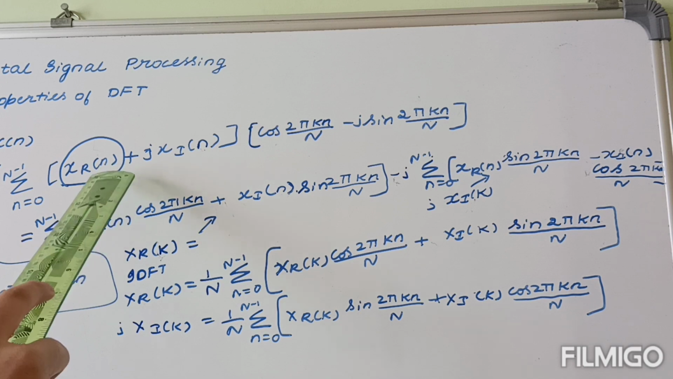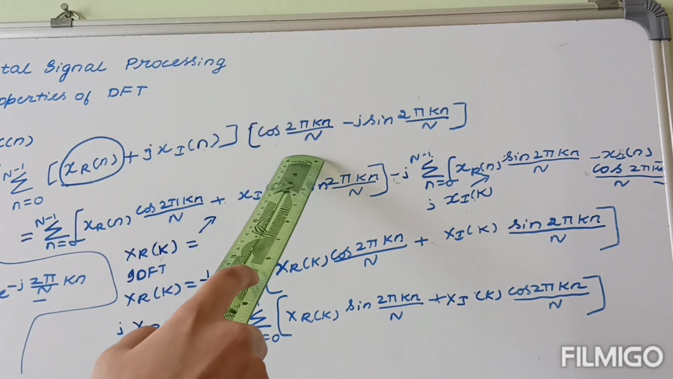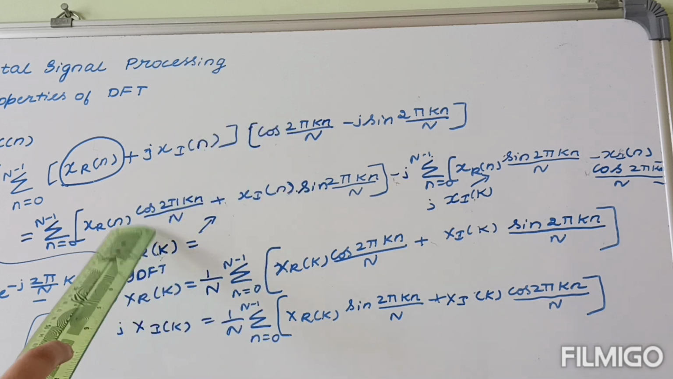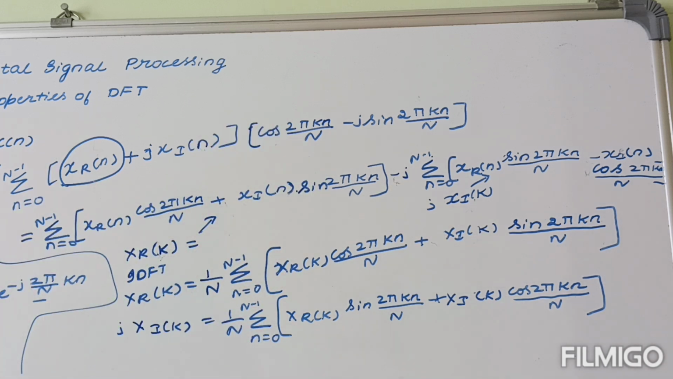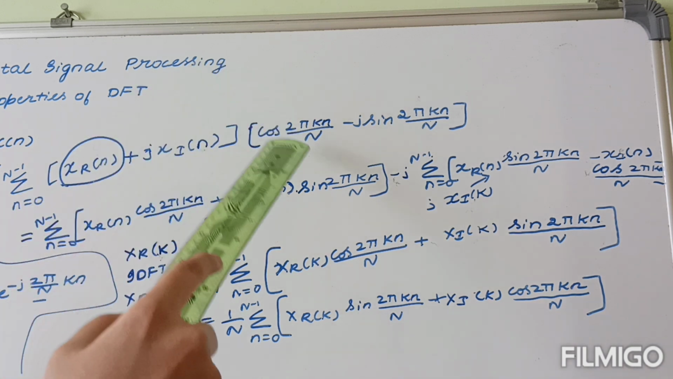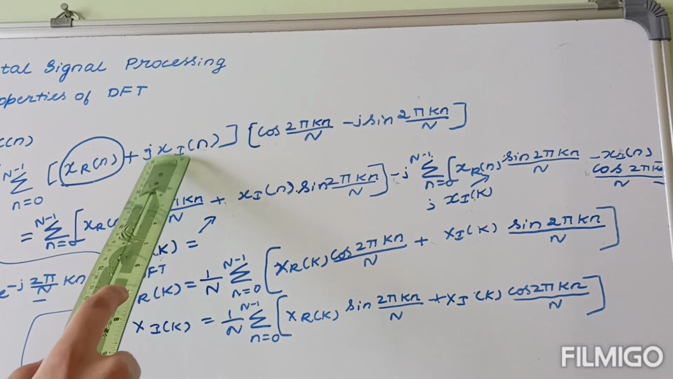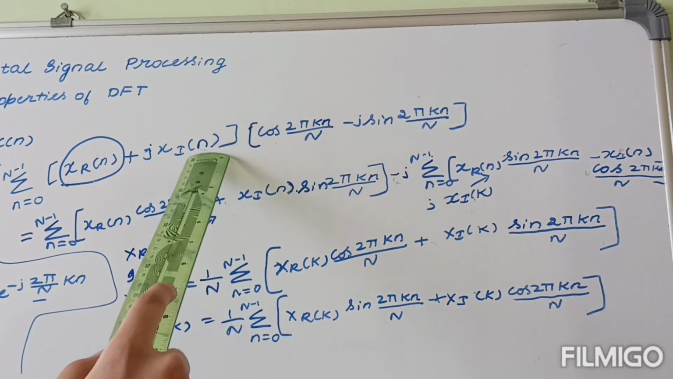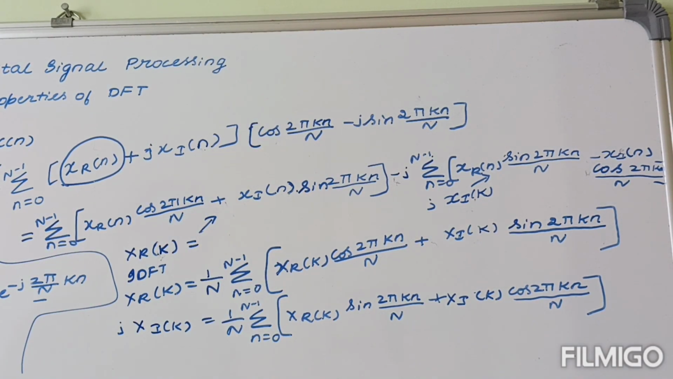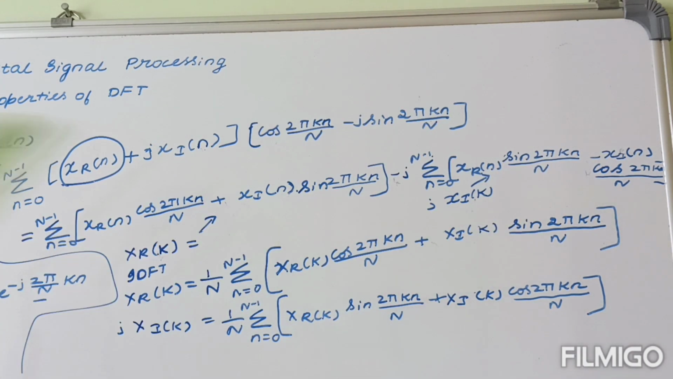So see here, you can see that this xr of n gets multiplied to this cos 2 pi kn by N, which gives this resultant. Fine. Now what is going to happen is, here you take one single thing, that is xr of n, and multiply with this as well as this, and then you take this jxi of n and multiply with this as well as this. That is what we will do, and we are going to separate it out here. Fine. Here it has been separated.